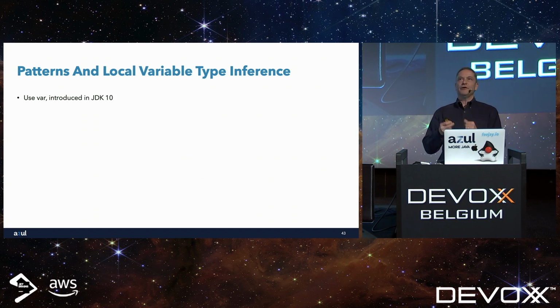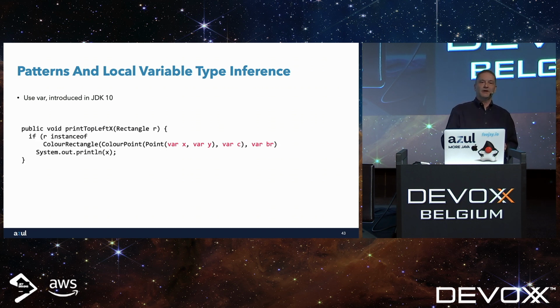We can use local variable type inference. Introduced in JDK 10, you can quite happily use this with your composable record patterns, and that will allow you to do something like this. So you can now say R instance of color rectangle, color point, and then you just say var x, var y, var c, var br, and you don't care about what those types are. You let the compiler infer them for you, and then you just print out x as the value you actually want. So that does make life simpler.